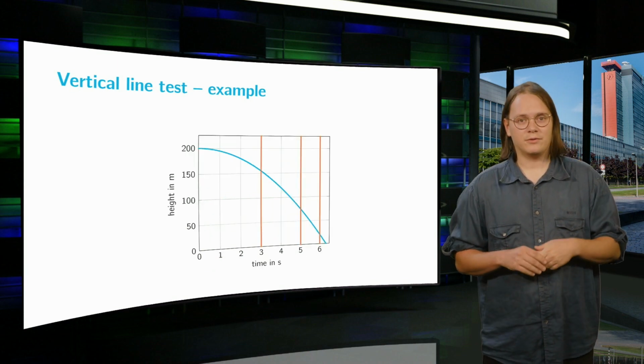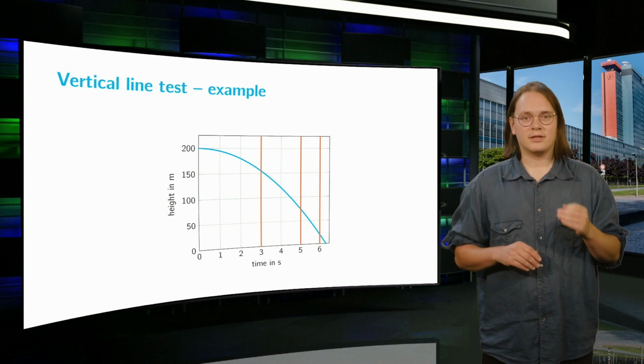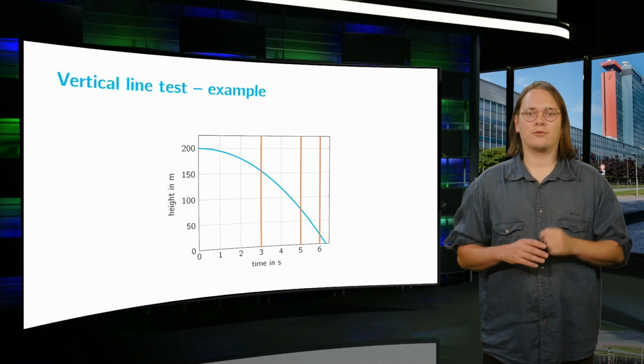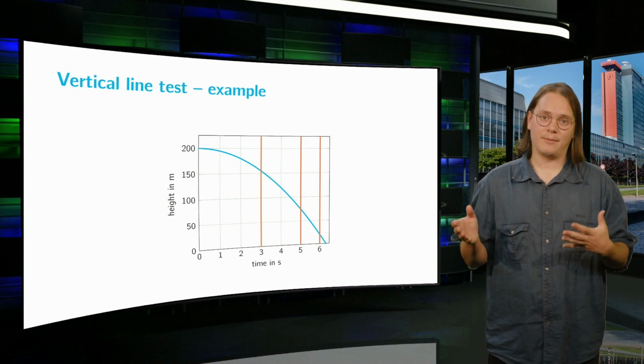If we look at the examples of functions we saw earlier, we do indeed see that the graph of those functions intersects exactly once with any vertical lines in their respective domains, as you can see on the slide for the example of the falling object.